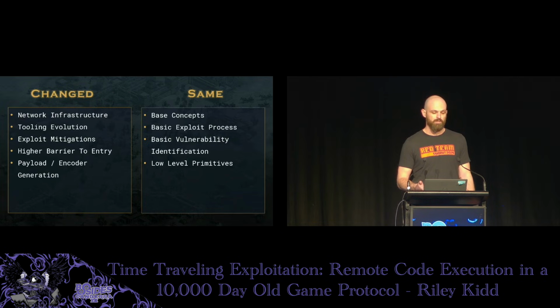That basic vulnerability identification, so reverse engineering, fuzzing, code tracing, are still useful discovery tools and processes to identify these types of vulnerabilities. And with them, the low-level primitives, so understanding assembly, opcodes, calling conventions, and registers, to understand exploitable vulnerabilities and build reliable RCEs.